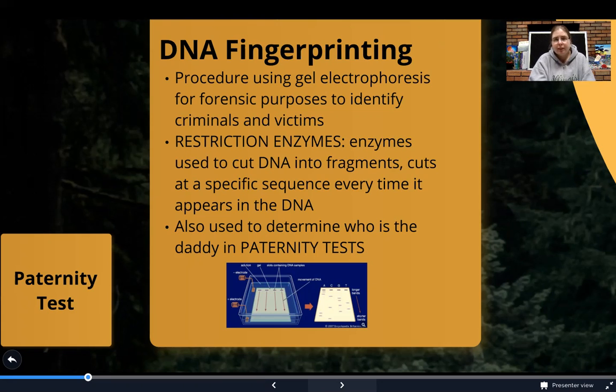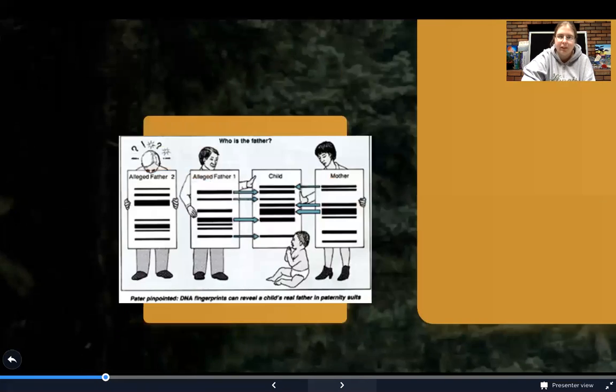As we said, it uses these things called restriction enzymes, and it cuts the DNA into segments or fragments at specific base sequences. Another use for this, which may not be the most common, but probably the most entertaining, would be paternity tests. So, you know, you see on those shows, you are the father, you are not the father. That's what we mean.